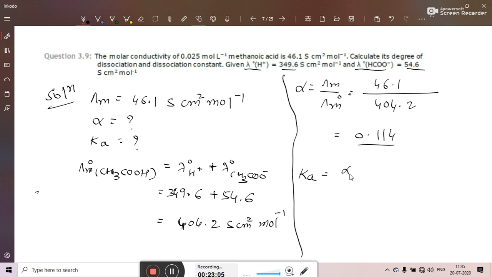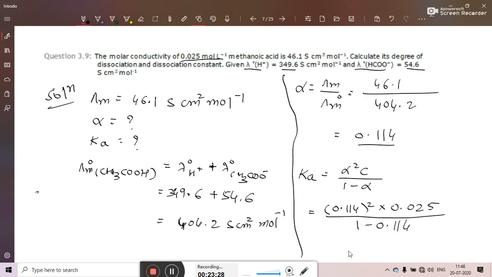Now Ka equal to alpha square C upon 1 minus alpha. Now alpha is 0.114. So that will be 0.114 the whole square into concentration of solution, given as 0.025 mole per liter, divided by 1 minus alpha, that is 1 minus 0.114. So on solving this you will get 3.67 into 10 raised to minus 4. So this is our answer, and the unit of Ka is similar to that of concentration, that is mole per liter or capital M.